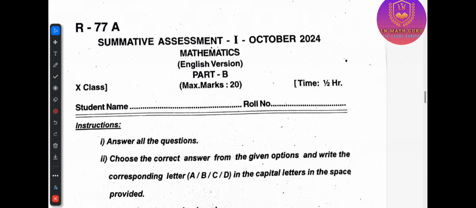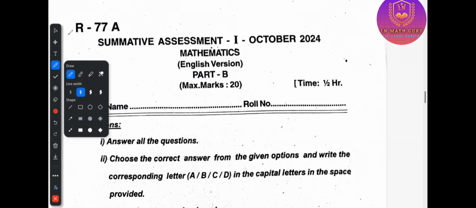Today we'll discuss the recently conducted Essay 1 bit paper analysis.